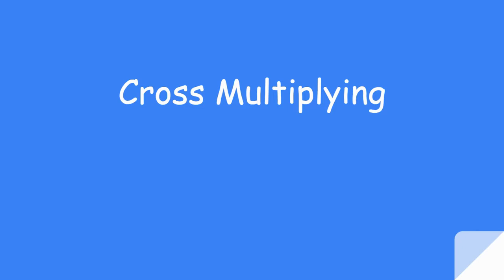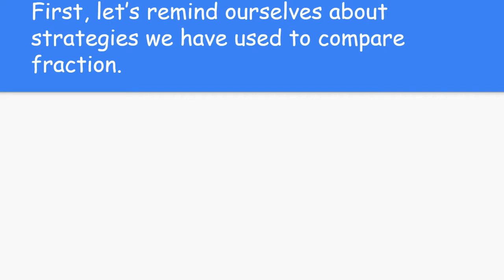We are getting back into our fractions unit, and we've been working on several strategies, different ways to look at our fractions. But today, we are going to use something called cross multiplying. And the name itself tells us a little bit of what we're going to be doing today. We will be using multiplication to help us compare fractions. So before we do that, actually, let's remind ourselves about the strategies that we have used to compare fractions.